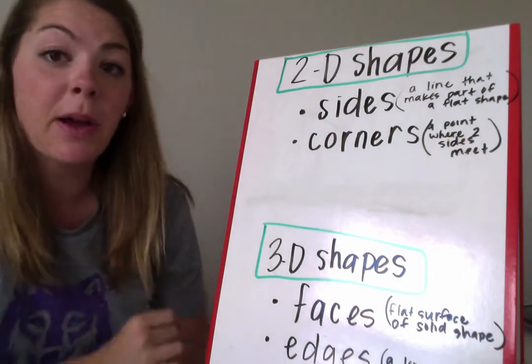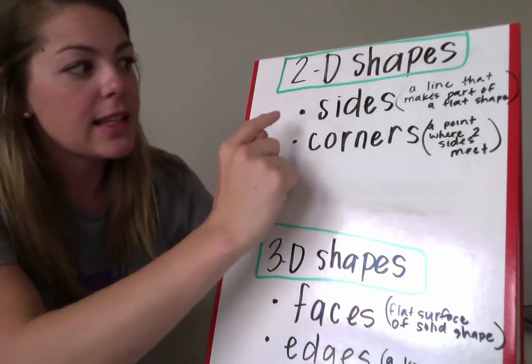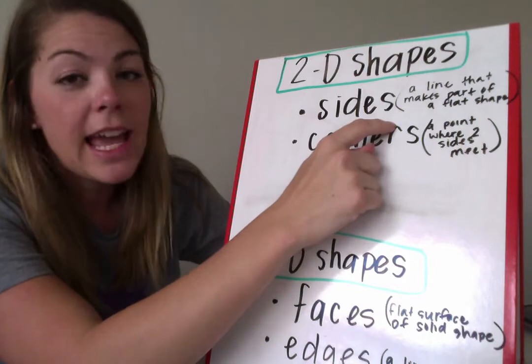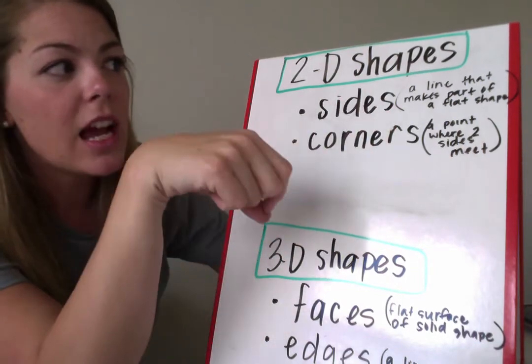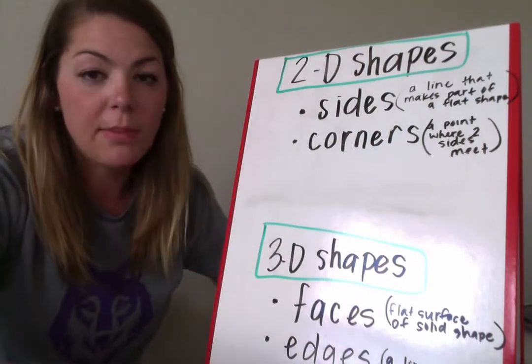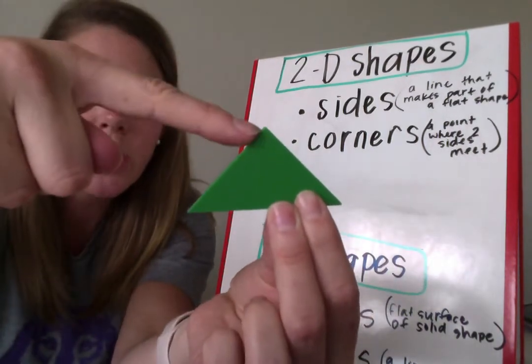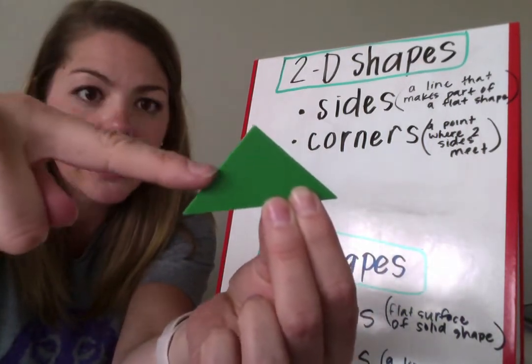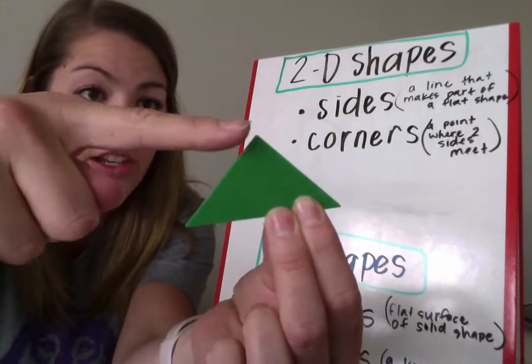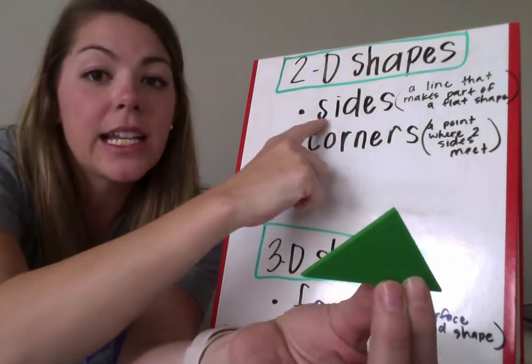What we're going to notice about two-dimensional shapes is that some of them have sides. And a side is a line that makes part of the flat shape. So we're talking about a flat shape. When we're talking about the side, we're talking about the line that creates part of the flat shape. Okay, that's what a side is.